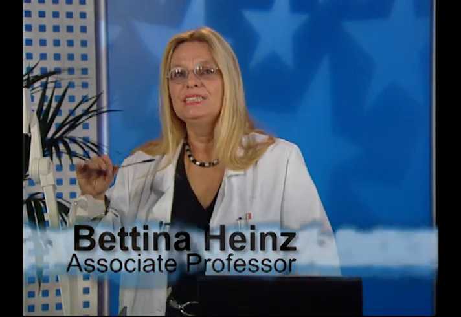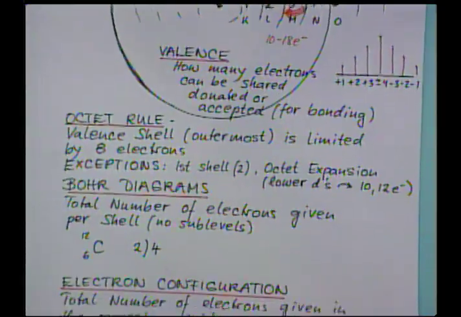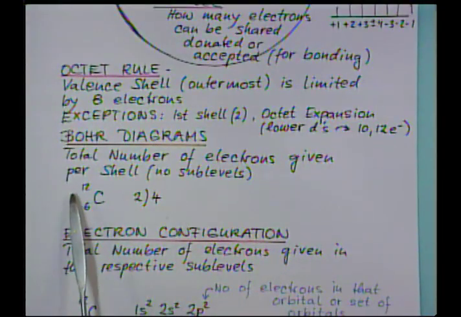They have some empty d orbitals in the previous shell that they can use for expansion of the octet. So they can sometimes have a decet or a dodecet, meaning 10 or 12 electrons. This is what we call octet expansion. The Bohr diagrams, as I've already mentioned, are just a listing of the electrons in the various shells.